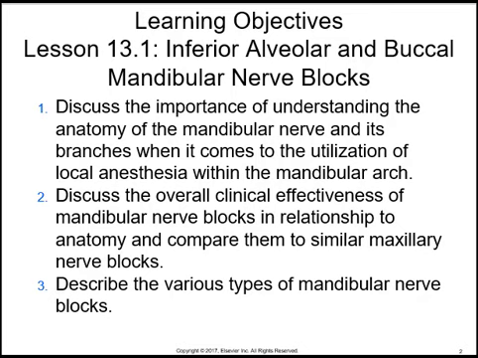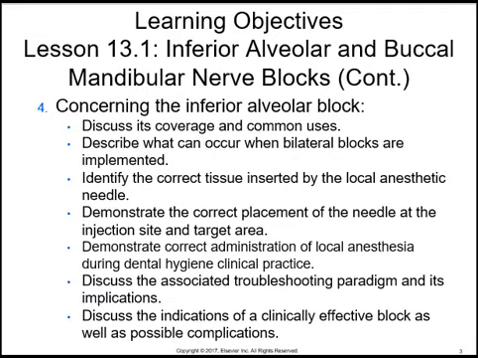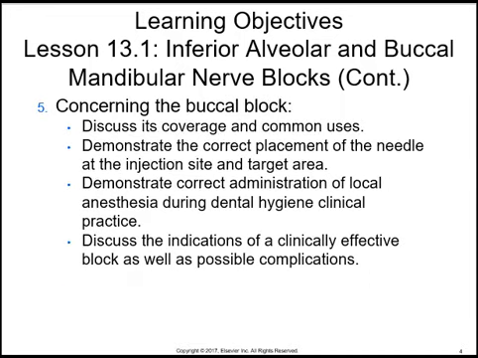We're going to talk about the comparison of the mandibular nerve to the maxillary nerve blocks. And then we're going to talk about the various types of nerve blocks in the mandibular arch. One of those nerve blocks is going to be the inferior alveolar block, and one of them is going to be the buccal block that we're going to go over.